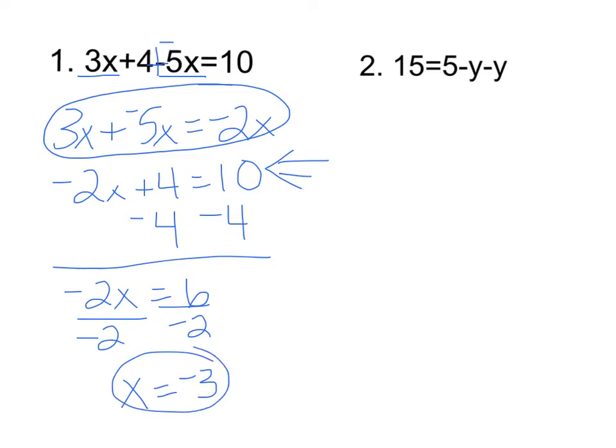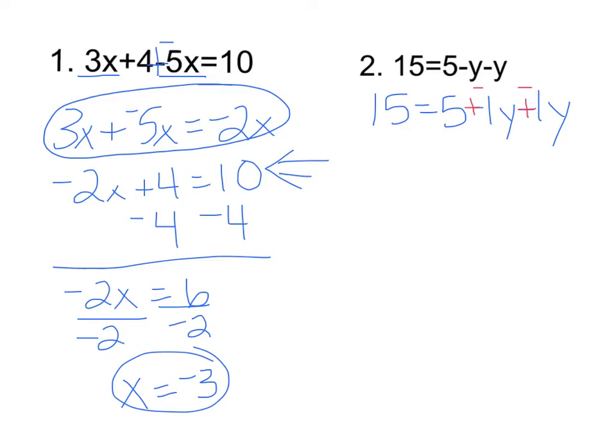All right, with number 2, we have 15 equals 5 minus y minus y. Remember, if you just see a variable by itself, it means there is a 1 in front of it. So let's rewrite that looking that way: 5 minus 1y minus 1y on the right-hand side. Then we can do exactly what we did with the last problem and change those minus signs to plus signs and make it a negative 1.